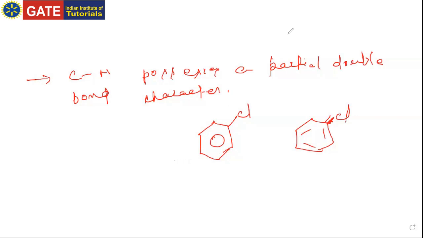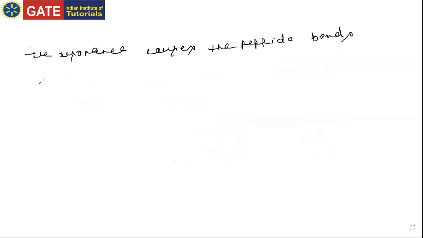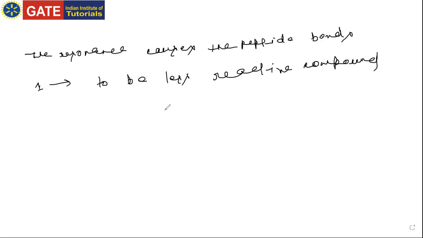So what are the characteristics of this resonance? The resonance causes the peptide bonds to be less reactive compared to the ester. You have to write this also. The resonance causes the peptide bonds to be less reactive. Because of that resonance structure, it is difficult to break peptide bonds, so it is not that much reactive.